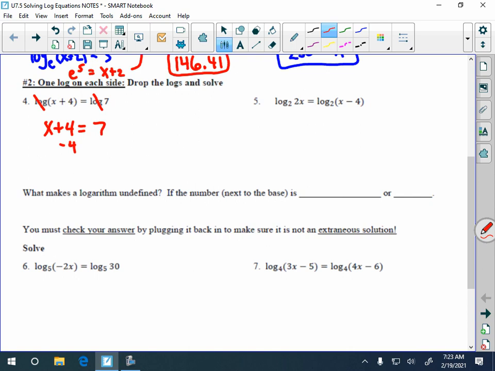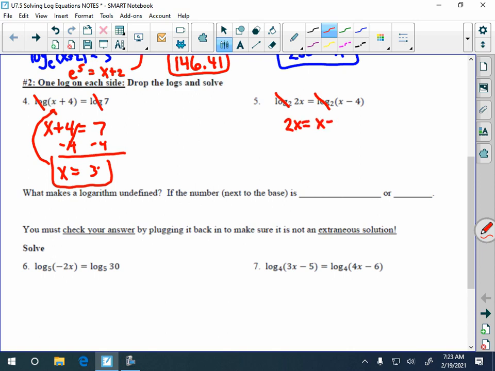And then we could just subtract x to get x equals 3. Again, we want to check and just make sure that we get a positive number in that location. 3 plus 4 is 7, and it stays positive. All right, number 5. We have one log equaling another log, and so we can cancel the logs out.